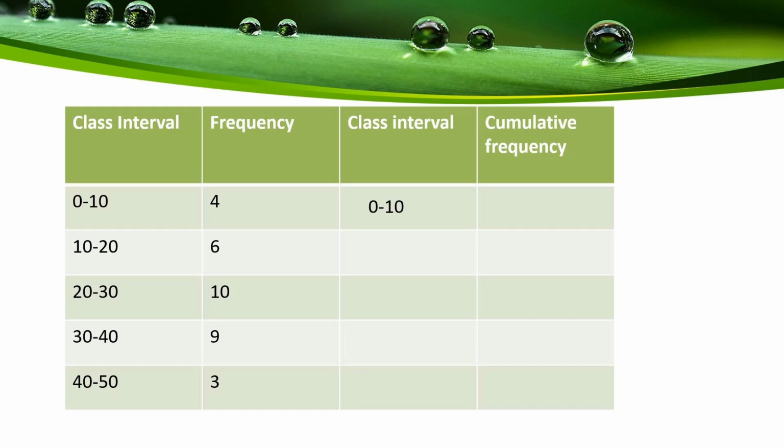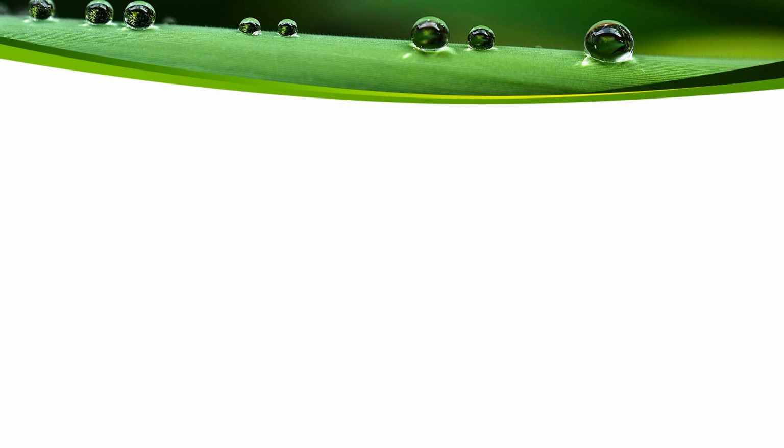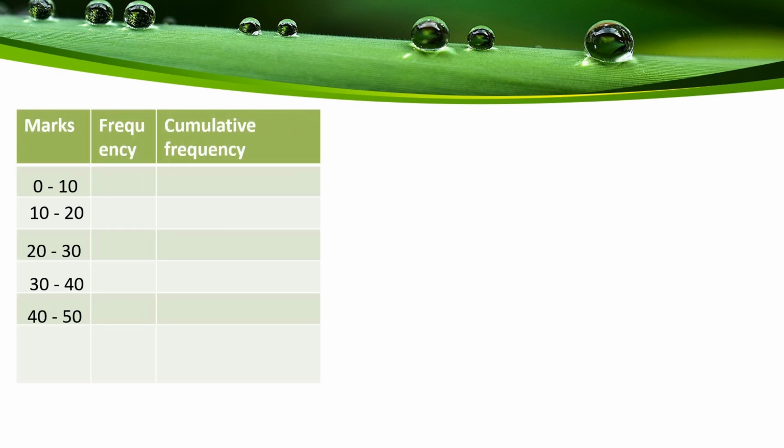Now see, 4 students scored less than 10 marks, and there are 10 students, 6 plus 4, who scored less than 20, and 20 students who scored less than 30 marks. Those who scored less than 40 are 29. Then 29 plus 3, you get 32 students who scored less than 50. Once you complete the cumulative frequency table, we'll see how to construct the cumulative frequency curve.